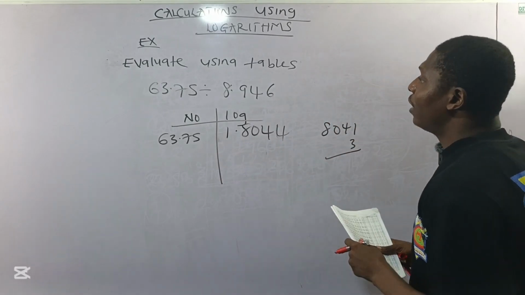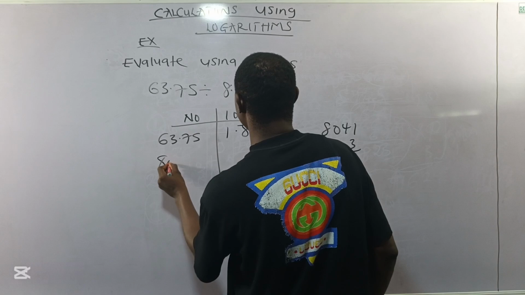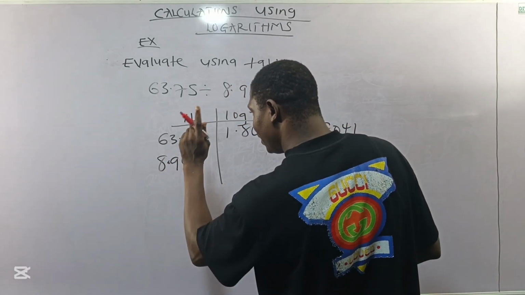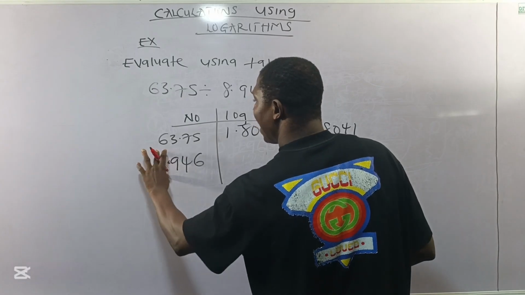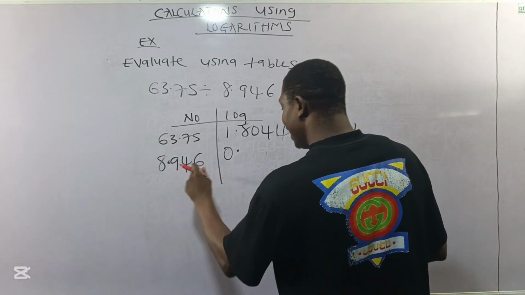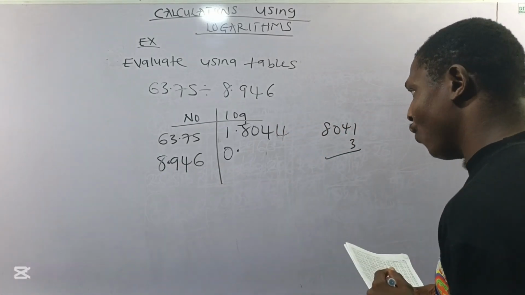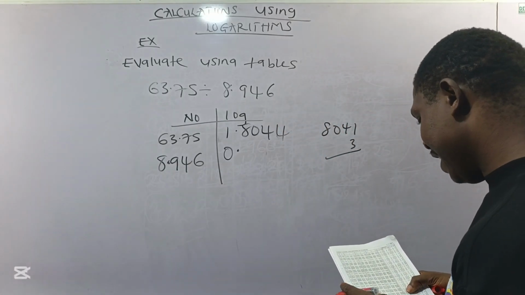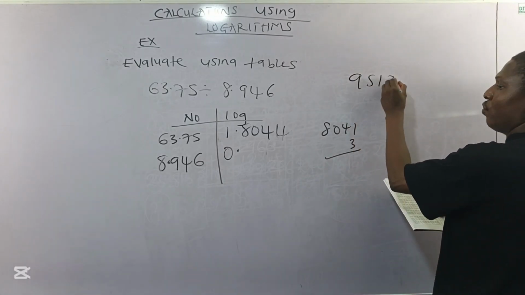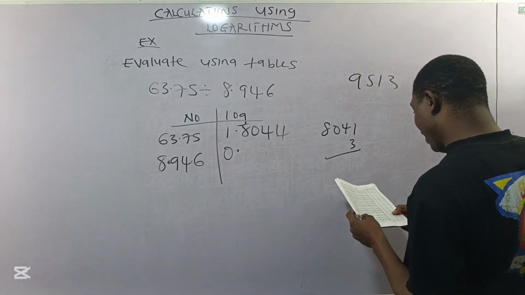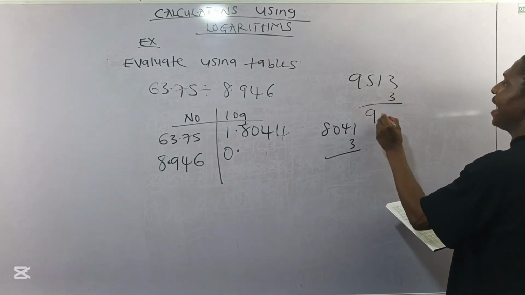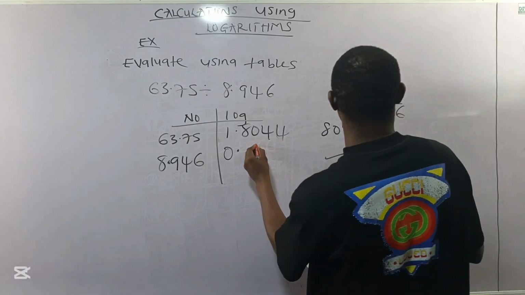Now we focus again on our second number, 8.946. 8 is the only digit before the decimal, so we have 1 digit minus 1, which will give me 0. I have 0 as my characteristic. Now check 89 under 4, difference 6. 89 under 4 is 9513, and difference 6 is 3. So if I add up, I'll have 9516.